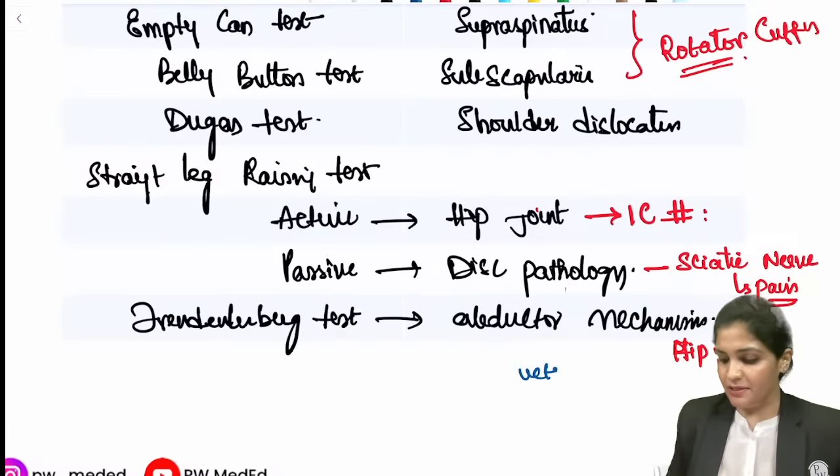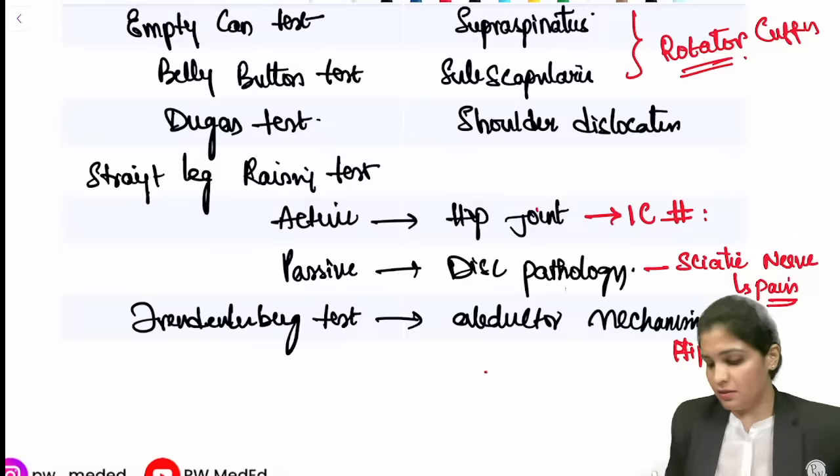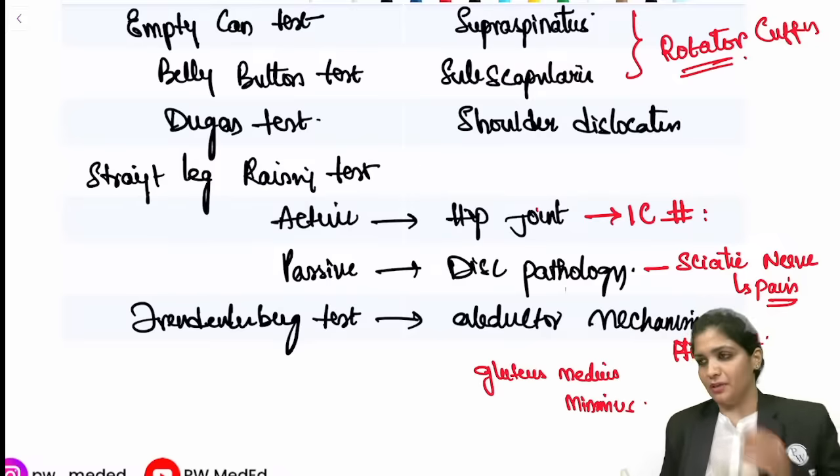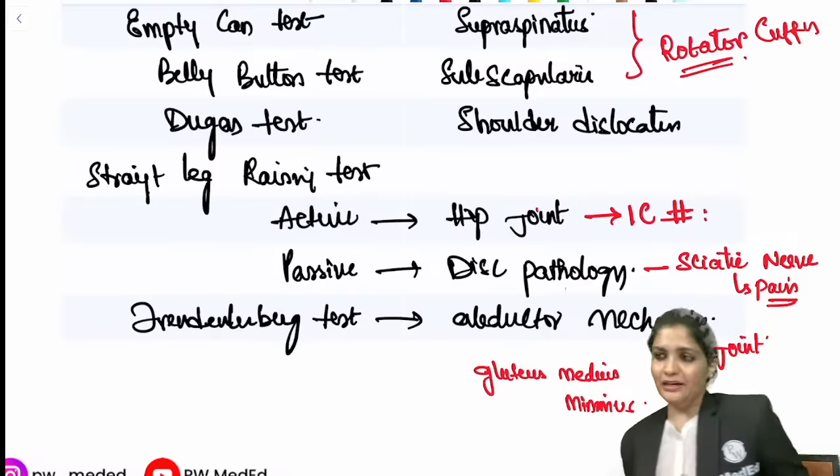Two abductors are present. One is your gluteus medius and gluteus minimus. The test for gluteus medius and gluteus minimus is nothing but your Trendelenburg test.